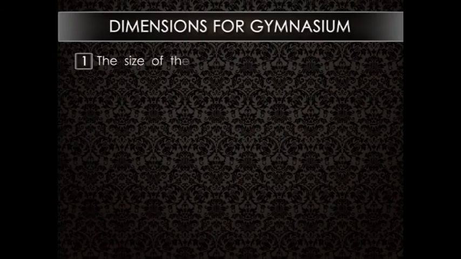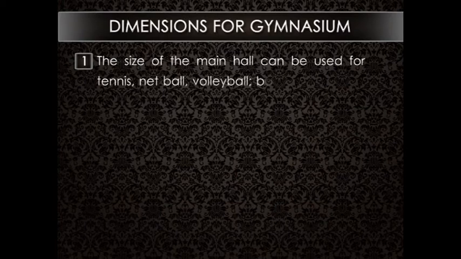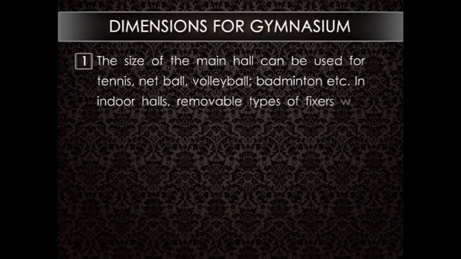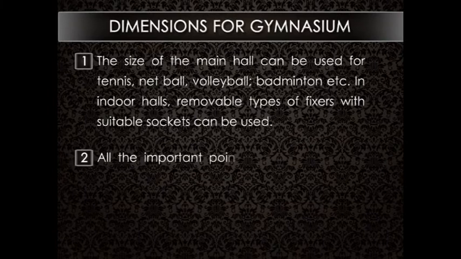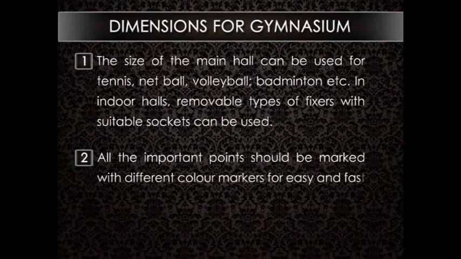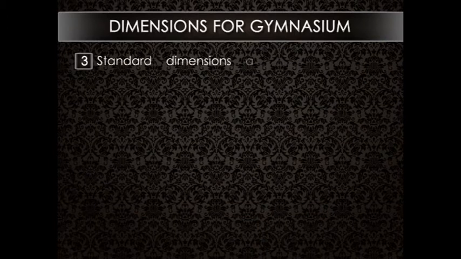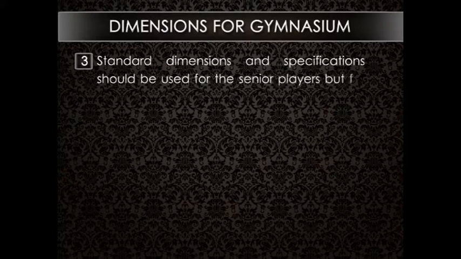Number 1. The size of the main hall should allow it to be used for tennis, netball, volleyball, badminton, etc. In indoor halls, removable types of fixtures with switchable sockets can be used. Number 2. All the important points should be marked with different color markers for easy and fast identification. Number 3. Standard dimensions and specifications should be used for the senior players, but for junior players, this should be suitably modified.